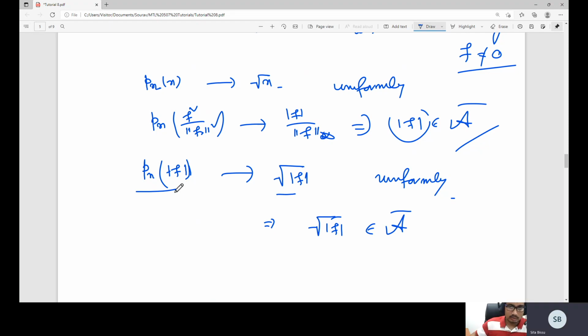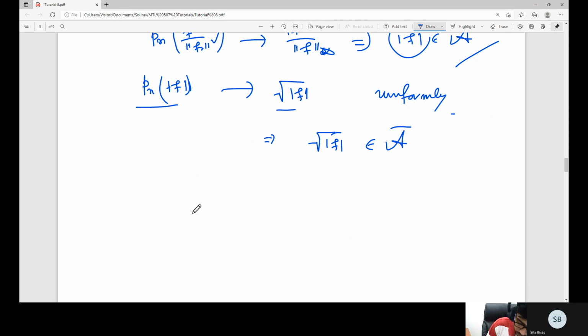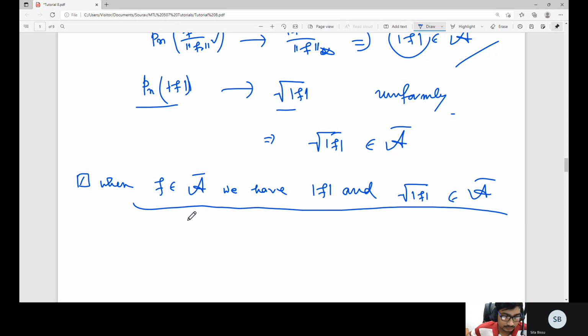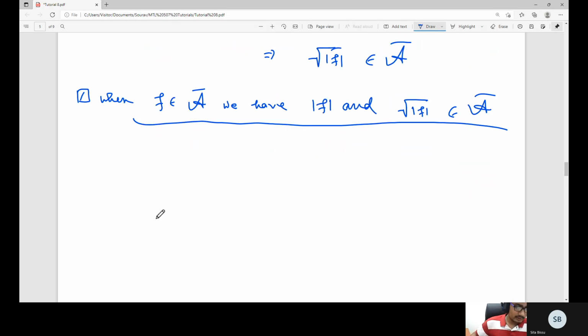Fine. So what we have proved is that when f belongs to the closure, we have mod f and root of mod f belong to the closure. That's what I have proved so far, and we will use this one. Fine.